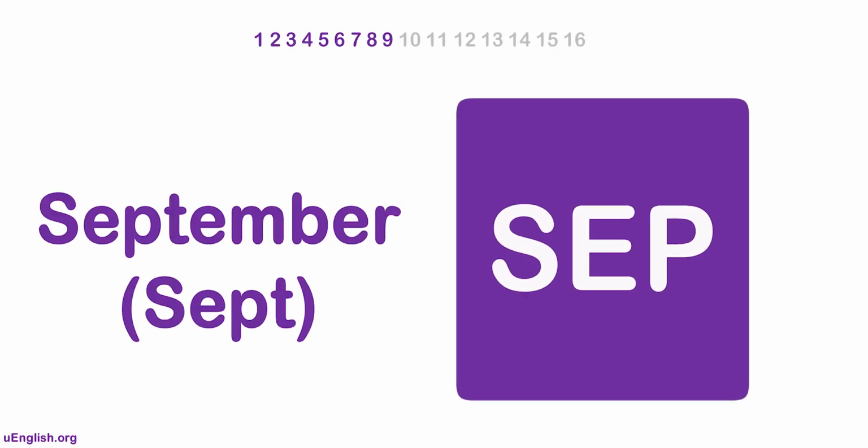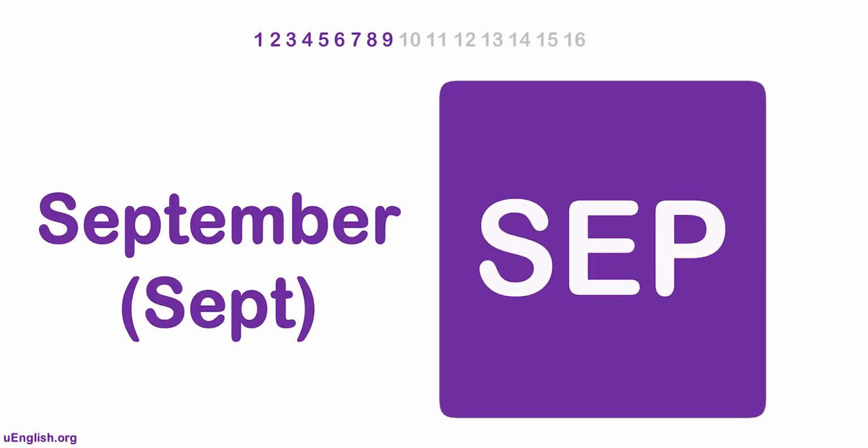September, the ninth month of the year, often marking the start of autumn in the Northern Hemisphere. September. October, the 10th month of the year, usually associated with autumn in the Northern Hemisphere. October.